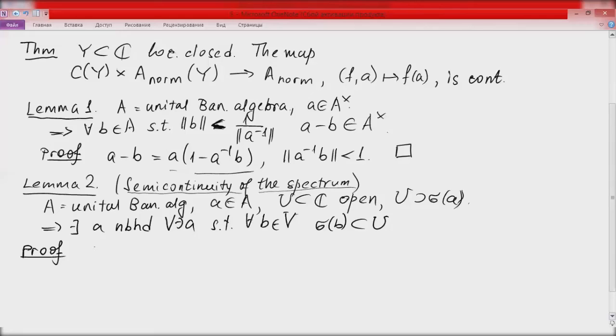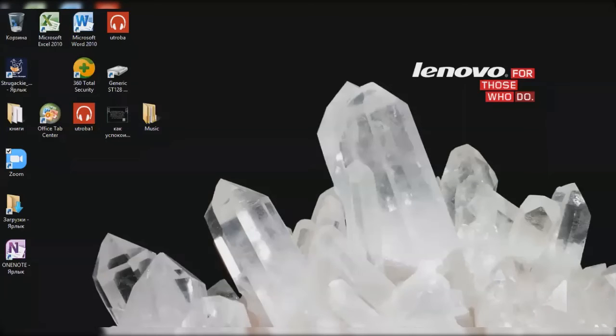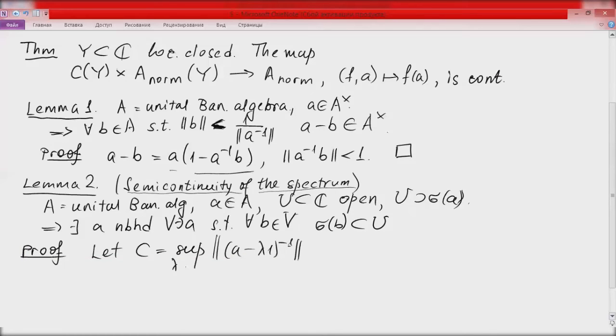We let C denote the supremum of the resolvent function of A over the complement of U. Let's recall that this function, which takes lambda to A minus lambda inverse, is the so-called resolvent function of the element A. This function is continuous on the complement of the spectrum, and it vanishes at infinity. And this easily implies that C is finite.